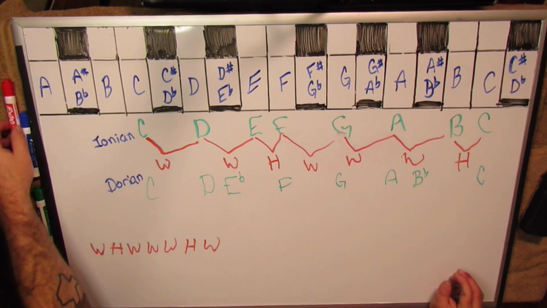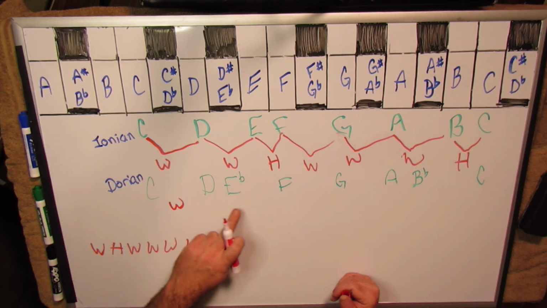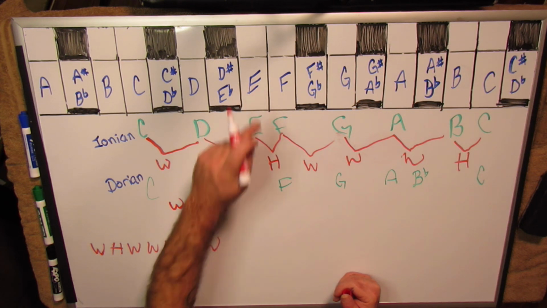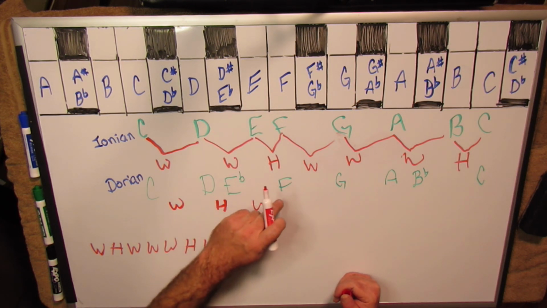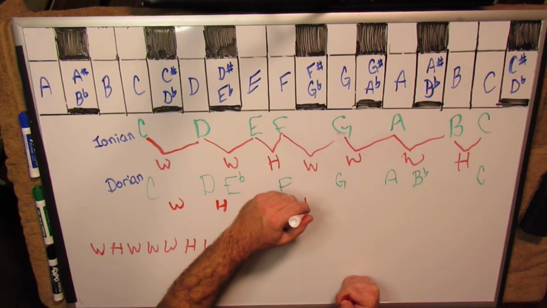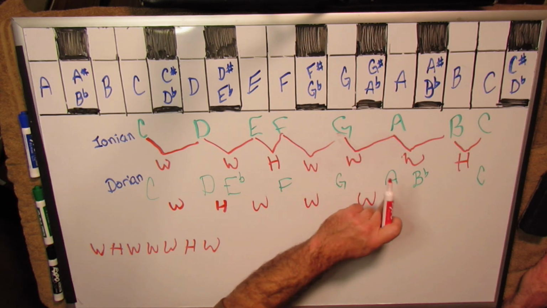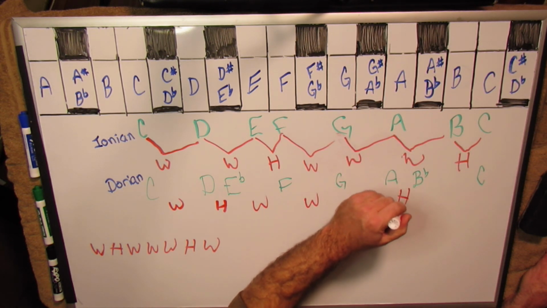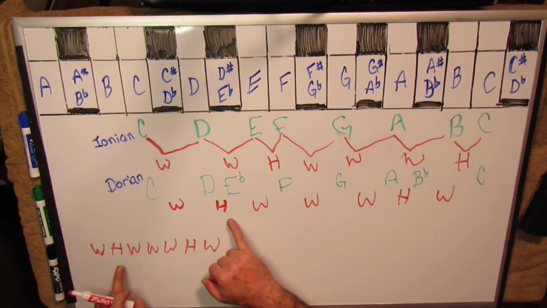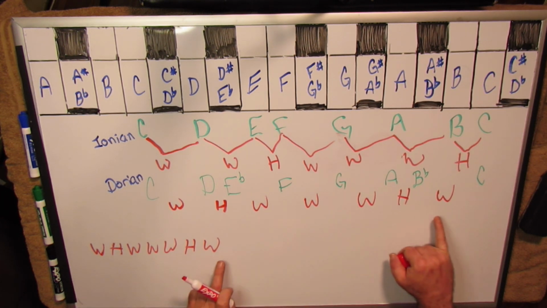And what do we have here? Let's just double check. We've got C to D, we've skipped one, that's a whole step, right? D to E flat, that's a half step. E flat to F, we've skipped the E, so this is a whole step. And then from F to G, well, we've skipped that black key, haven't we? So that's a whole step. G to A, skipped a black key, that's a whole step. A to B flat, those are right beside each other, that's a half step. And B flat to C, that's a whole step. Let's double check it. Whole step, half step, whole step, whole step, whole step, half step, whole step.